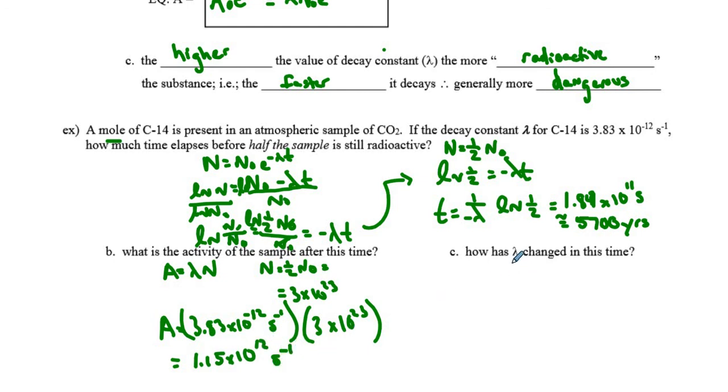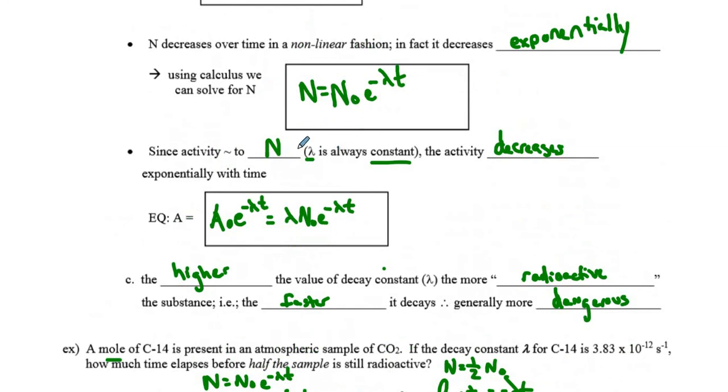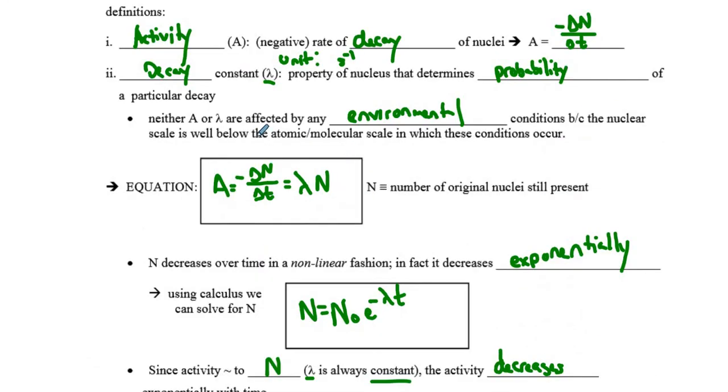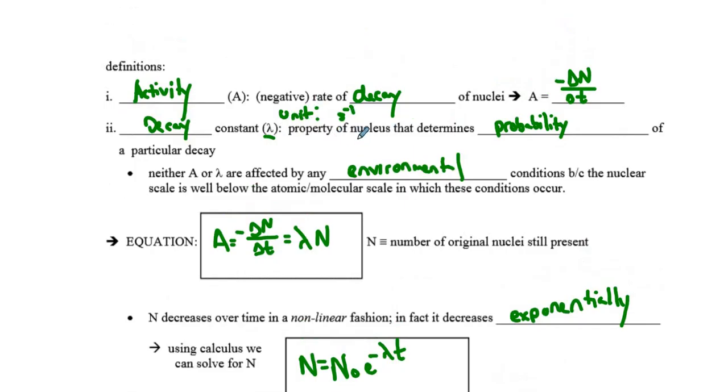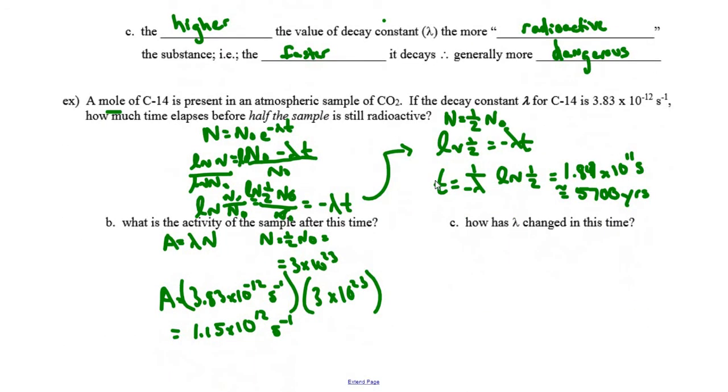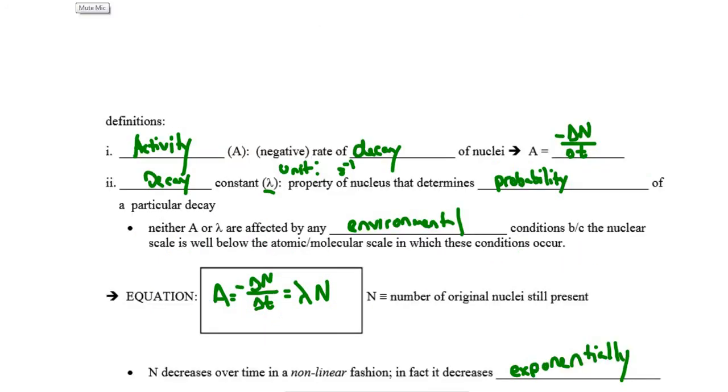All right, so has the value of lambda changed in this time? The answer goes back to the statement up above, that lambda is always constant. It depends on the property of the nucleus, and not anything surrounding it. So it does not change with time. The answer to the question, has it changed, is no. Lambda is constant. All right, so that concludes the video on half-life.